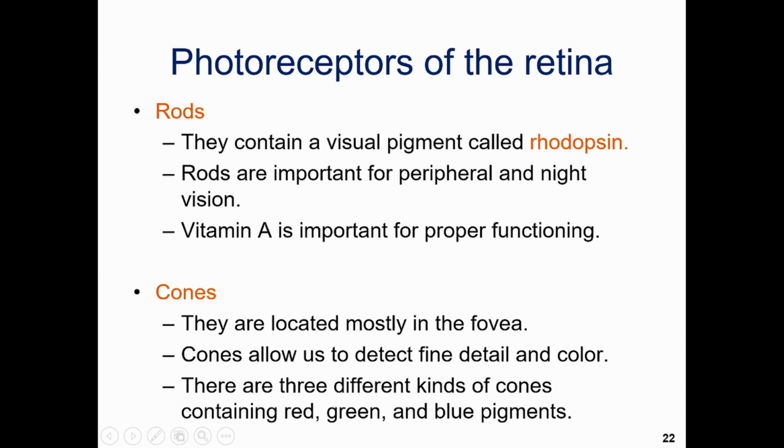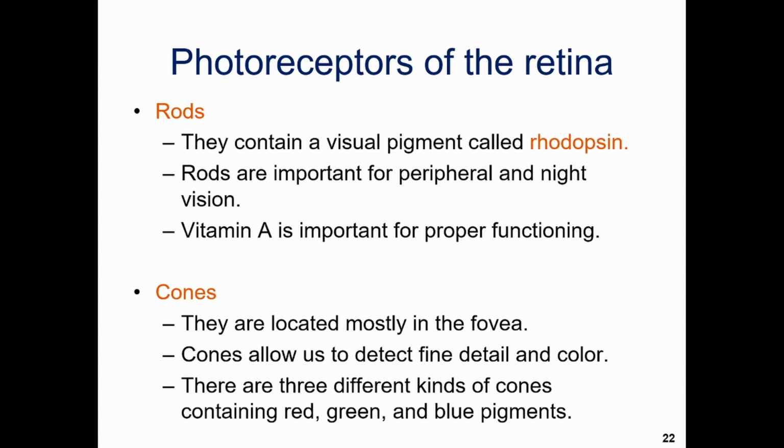Let's look a little deeper at those rods and cones. Now, rods are, like I said, responsible for levels of light. So your black and white vision, your peripheral vision, and your night vision. They are named rods because they have a rod shape. Again, scientists are creative, right? They have a pigment called rhodopsin, and they do require vitamin A for proper functioning.